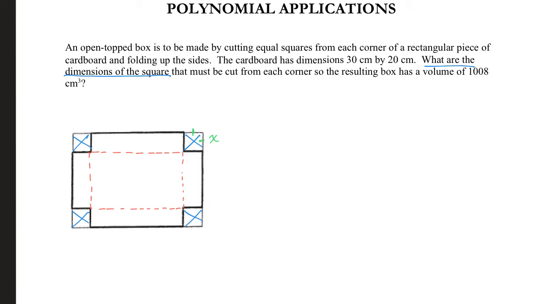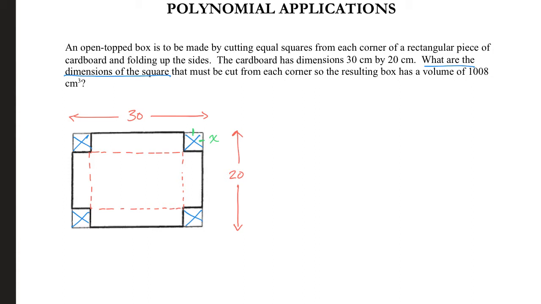Okay, now that I've done that, what else can I label on the diagram? Well, I'm cutting out the squares, so I would really love to know what that length is, since that's going to be one of the dimensions of my open top box. Well, I can start off with this: what was the dimension of the actual piece of cardboard in the first place? And what we have is we've been told in the problem that it's 30 by 20 all the way across in the original piece of cardboard.